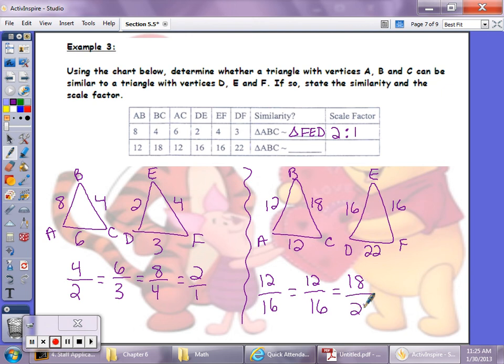So if we start to reduce, we're going to see that 12/16 gives me 3/4, and again 12/16 gives me 3/4, but 18/22 gives me 9/11. Which means that only 2 of the sides are in proportion and not the third side. So therefore, we cannot prove these two triangles similar, so there's no similarity statement. And since they are not similar at all, there is no scale factor.